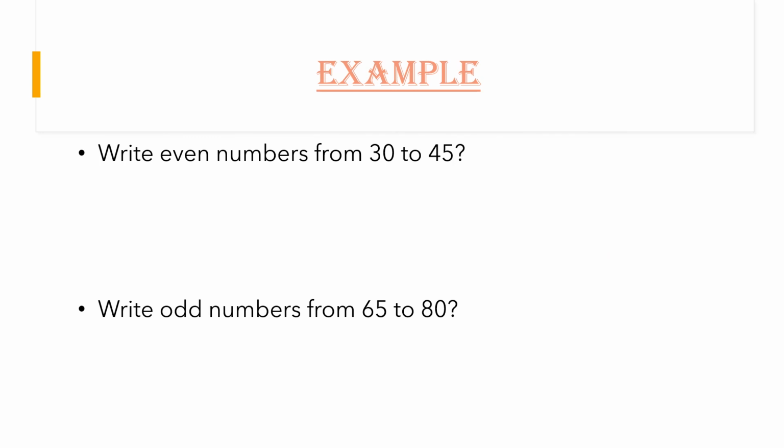Here's one more example, but I will not solve this one because this example is for your practice. You will solve these two questions. Write even numbers from 30 to 45. You just have to write all the even numbers between 30 and 45. You will start writing from 30 and you will write till 45. Similarly, you will write the odd numbers between 65 to 80.